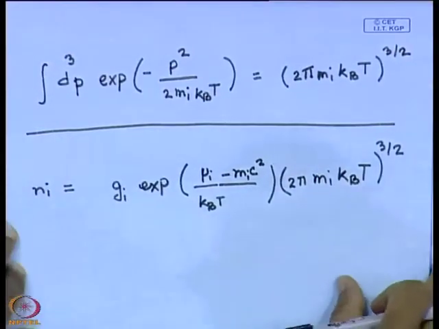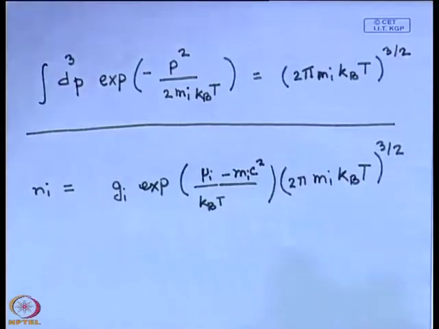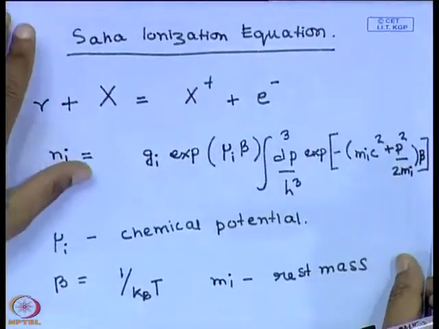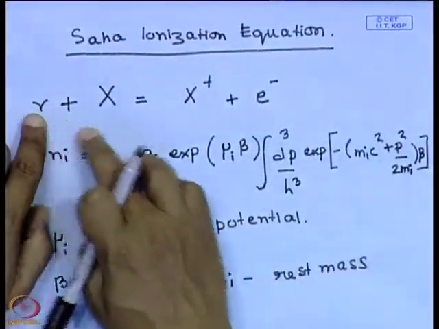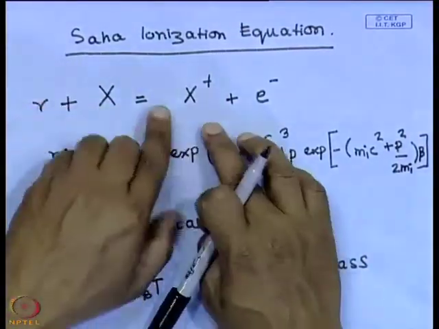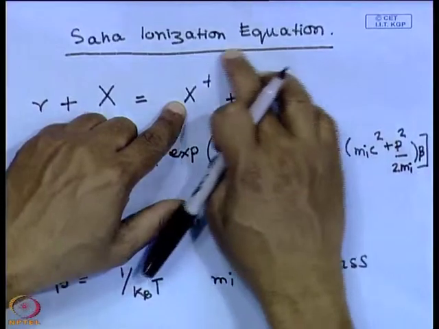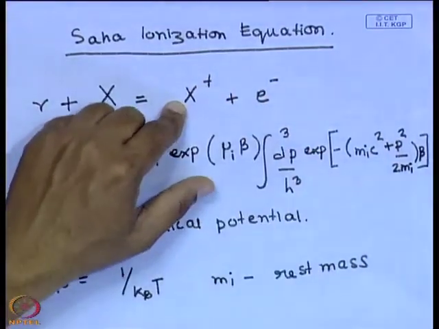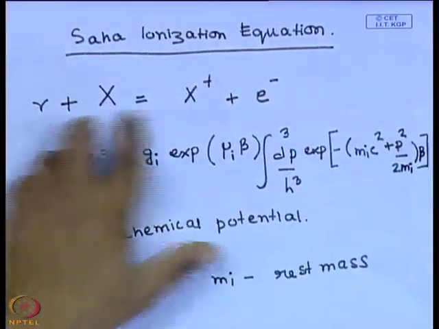Okay. Now, in thermal equilibrium, the chemical potential of all the species on the left hand side of this equation is equal to the chemical potential of all the species on the right hand side of this equation. We know that in thermal equilibrium this should be true.